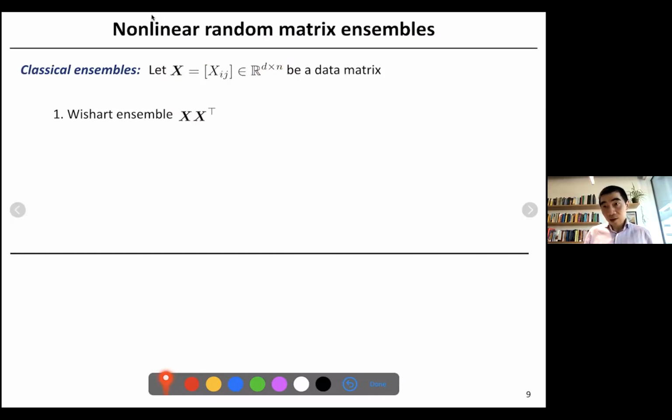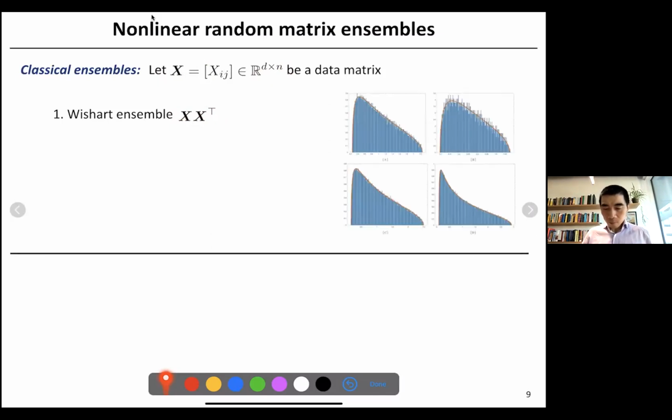A typical random matrix example that people study is the so-called Wishart ensemble. You just look at X times X transpose. From a statistical point of view, you can think about this matrix as the empirical covariance matrix. Now, if you plot the eigenvalues of these random matrices, of course, you get the Marchenko-Pastur law.